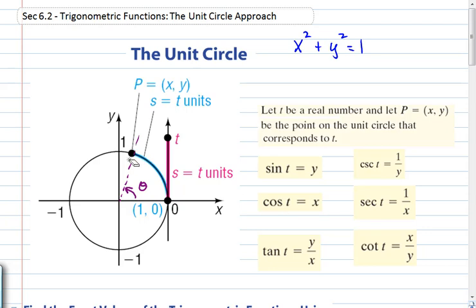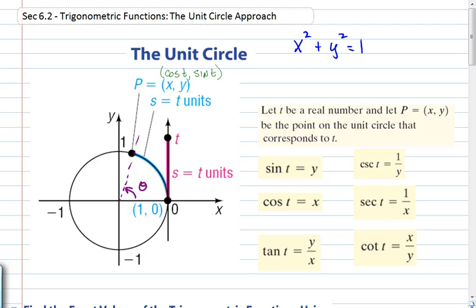On a unit circle, we can take any point on the circle. It can be represented by a set of ordered pairs. The x value of that point is cosine of t. The y value, by definition, is sine t. So that's where these values came from. Let t be a real number and p be a point on the unit circle. Then sine t is going to be y.